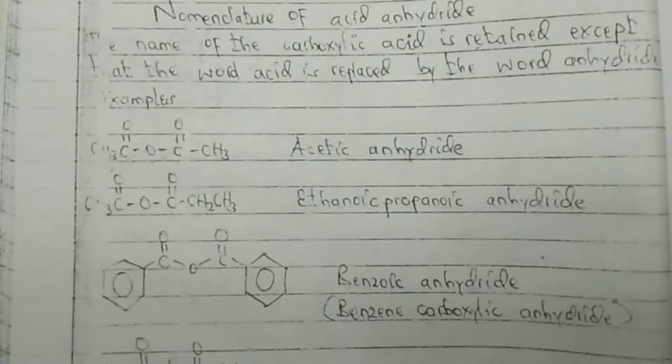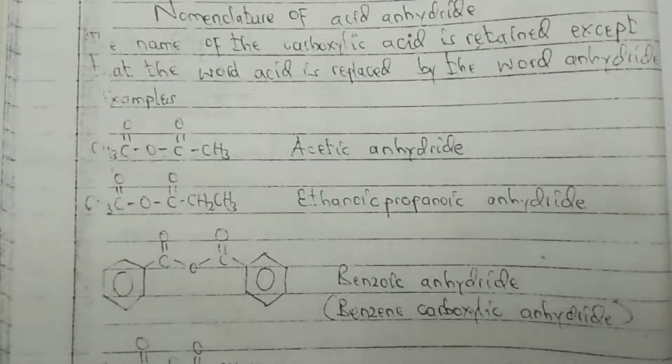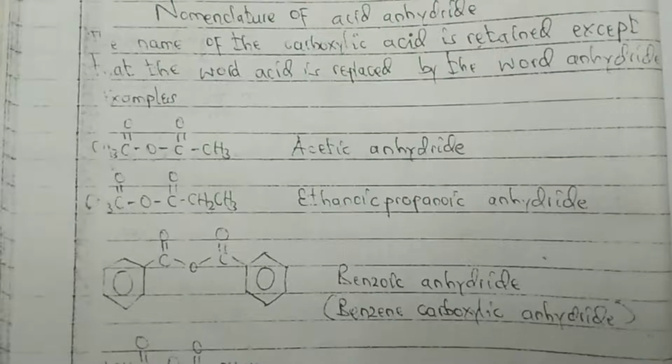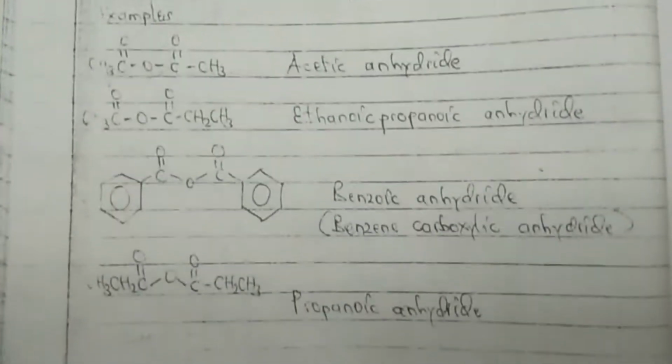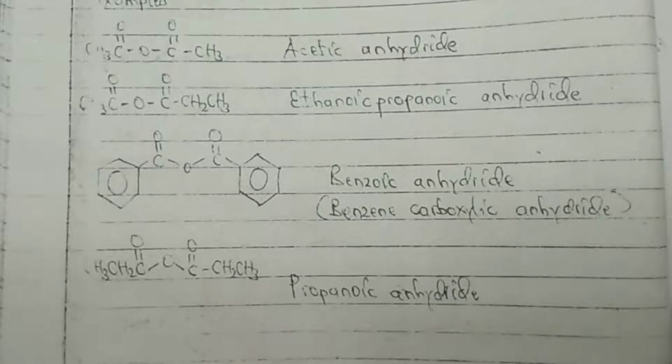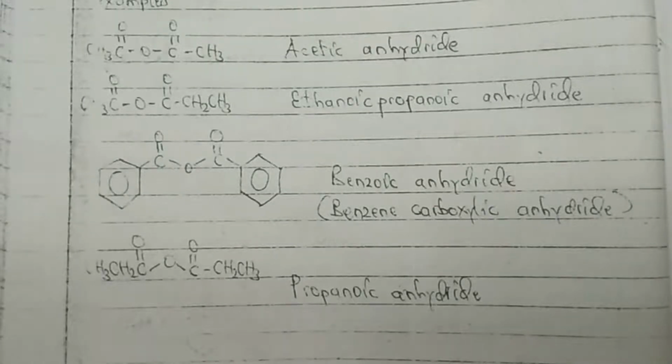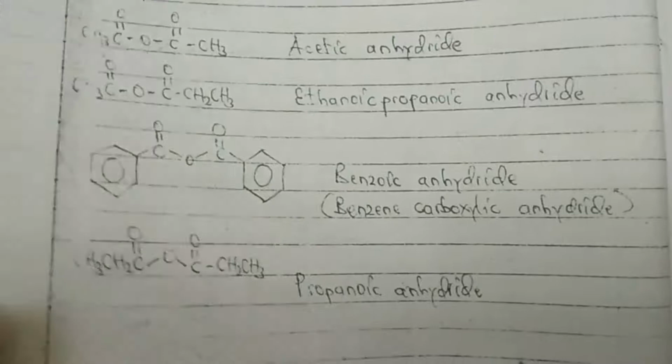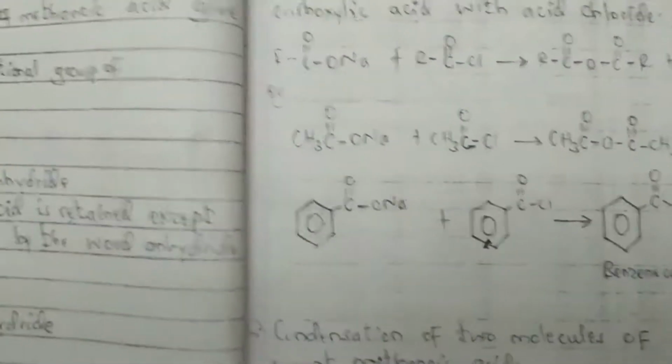Then you may have like this one, it is benzoic anhydride or benzene carboxylic anhydride, because hii hapa imetokana na combination of two benzoic acids. And then tuna propanoic anhydride made up of the combination of the two propanoic acids. It is propanoic anhydride. These are only some few examples of the acid anhydride molecules. But also in this next page we have the continuation of the acid anhydride molecules.